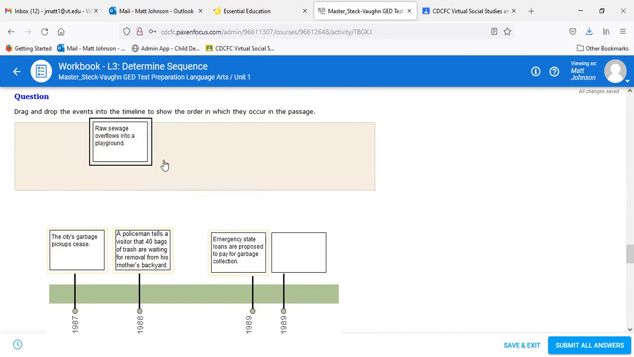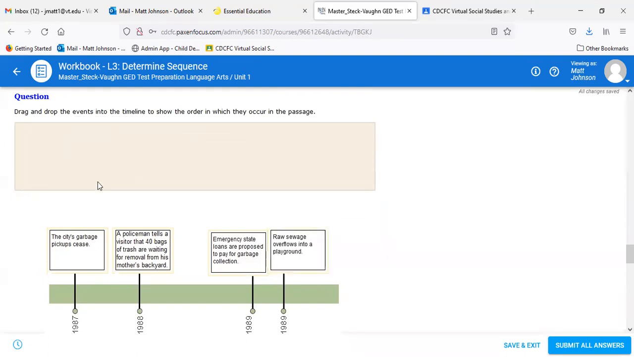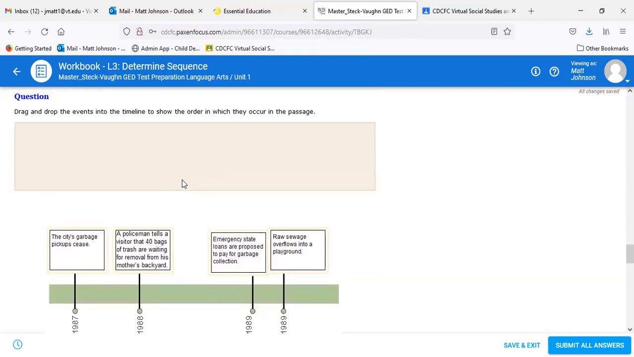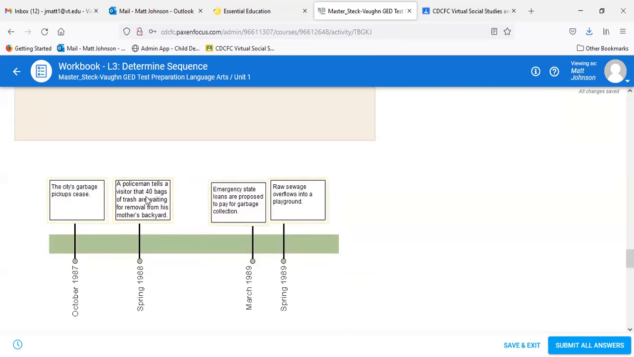And that leaves us the last one. And again, you could work backward or forward if you feel comfortable, that something is boom, this happens last, right? There's no issue with you going backwards if you feel comfortable with that. So that's the correct order there. So the city's garbage pickups cease. The policeman tells a visitor about 40 bags of trash from his mother's backyard. Then we see emergency state loans are proposed to pay for garbage collection. And then finally, right in that last paragraph, we hear about raw sewage overflowing into a playground.